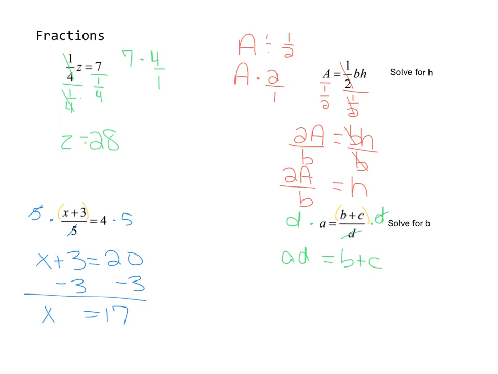I'm solving for B. Right now it's B plus C, so I've got to do the inverse operation of plus C. I've got to subtract C from both sides. C minus C is 0. I'm left with B. Now, AD minus C. None of that is like terms, so I just copy it. AD minus C. So, looks weird, but it's just using your inverse operations.